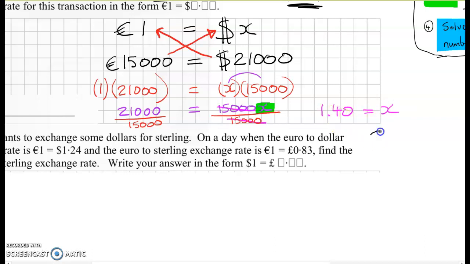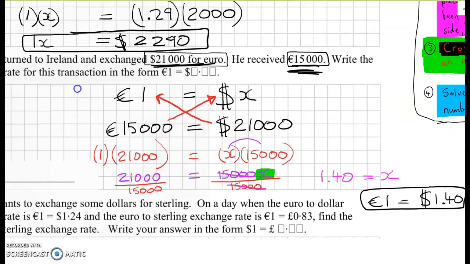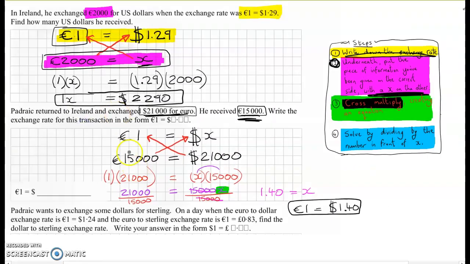You know that 1 euro will get you $1.40. And that's the exchange rate, that's the answer. Okay? So we follow the same method. It's the same method for both questions.